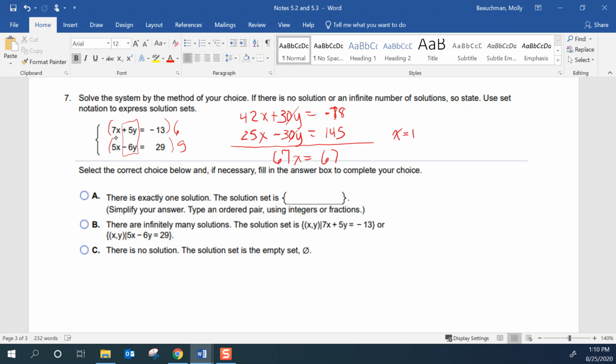Now we take our 1 and substitute it back in one of the two equations. I'll just take the top one because it's close. Okay, we get 7 plus 5y equals negative 13. Subtract 7 from each side. 5y is equal to negative 20. Divide both sides by 5. Y is equal to negative 4. So this has one solution, and the solution set is the coordinate (1, negative 4).